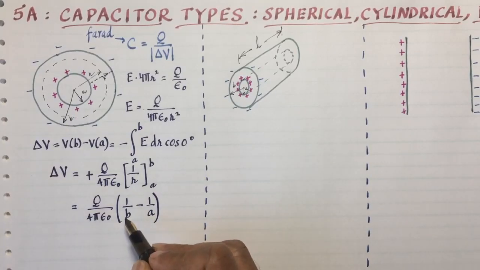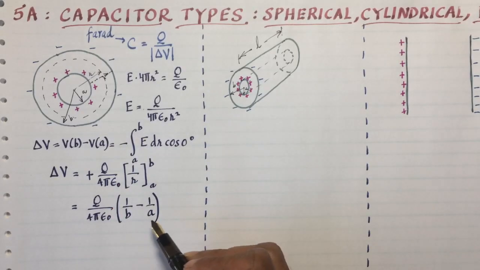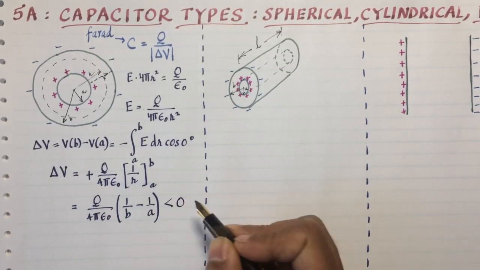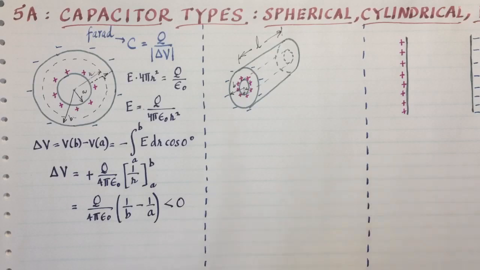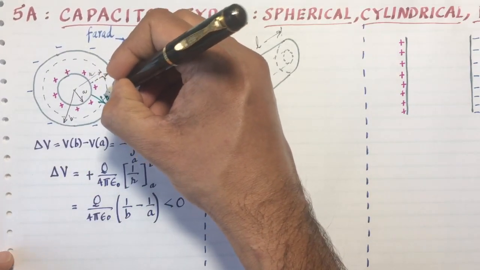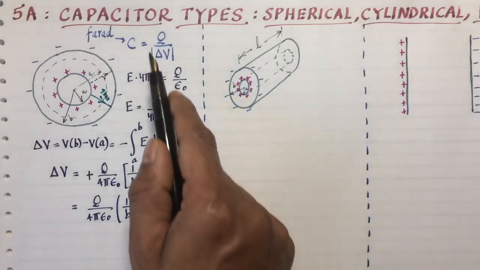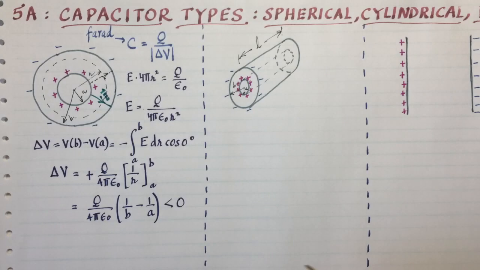Now you'll notice that 1 over b is going to be a smaller quantity than 1 over a because b is bigger than a. So this is going to be less than 0, which makes sense because the change in potential has to be less than 0 if the electric field is pointing in this direction. The electric field will be pointing in the direction of the green arrow because electric field always points from positive charge to negative charge, or said another way, electric field always points from a region of higher potential to a region of lower potential. So delta V is less than 0, which means it's a good thing we have this absolute value sign.